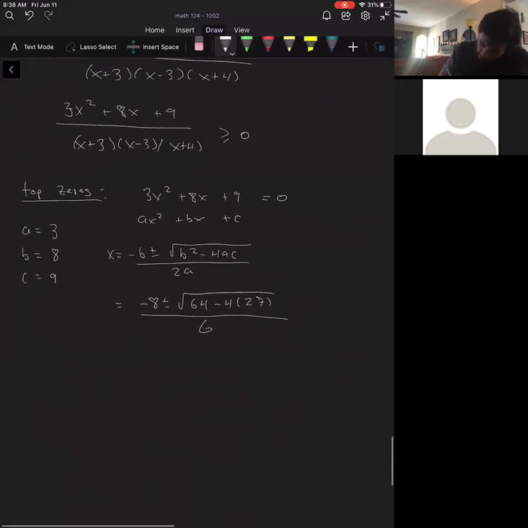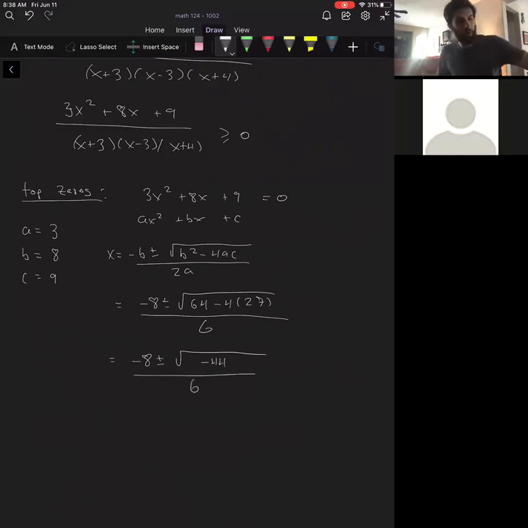But quickly, we'll have minus 8 plus minus the square root of 64 minus... well, I know it's a negative number, so that means there's not going to be any top zeros. But what is that number? So 4 times 27, what could that be? 108. So that's minus 44 on the inside.